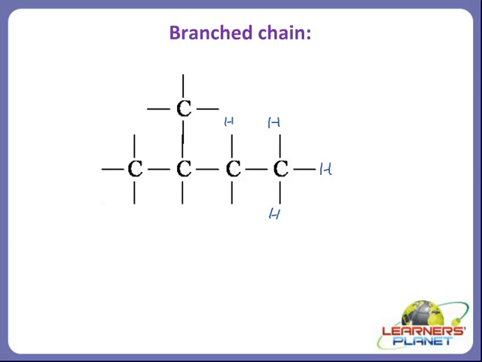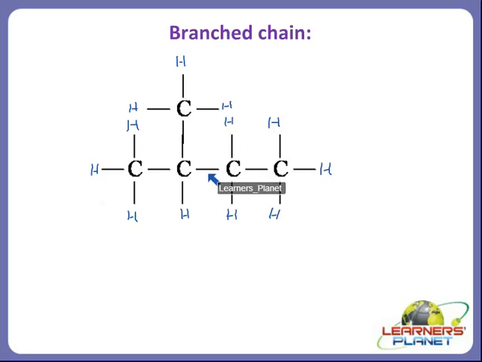So this is your branched chain. Again, what is there between the carbon atoms, students? There is a single bond between carbon atoms. So as there is a single bond, it is again an alkane. So what would be the formula of this?